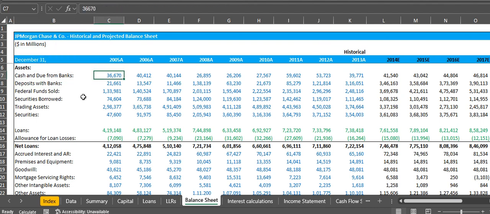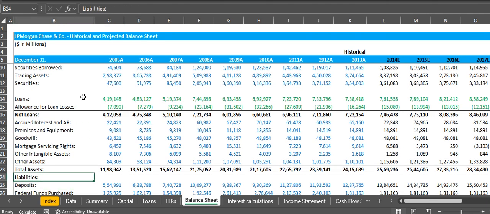Cash and due from banks, deposits with banks, federal funds sold, securities borrowed, trading assets, and the securities are there. Then we have the loans and the allowances for loan losses. Then we have the net loans. Then we have accrued interest and AR, premises and equipment, goodwill, mortgage servicing rights, other intangible assets, and other assets. So these are the total assets of a company.